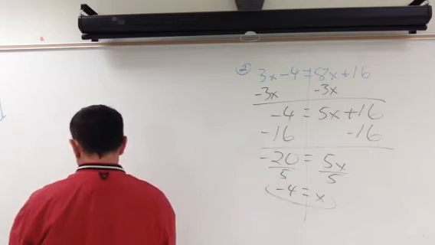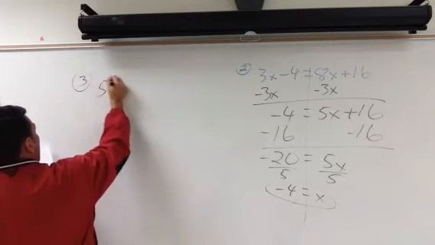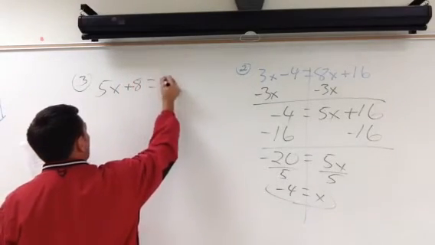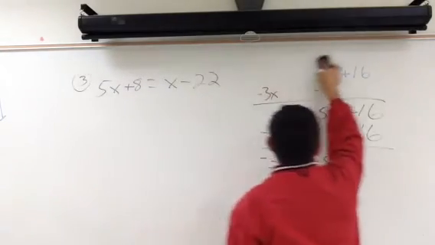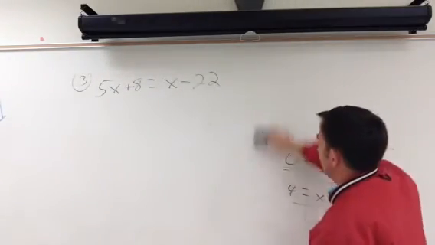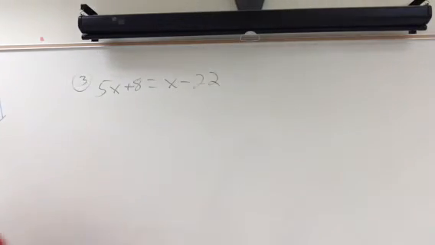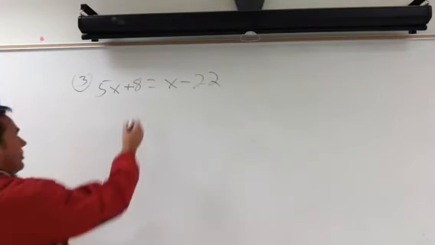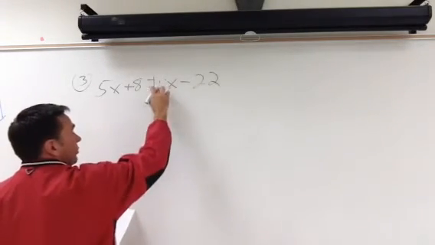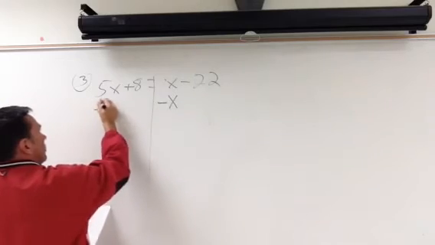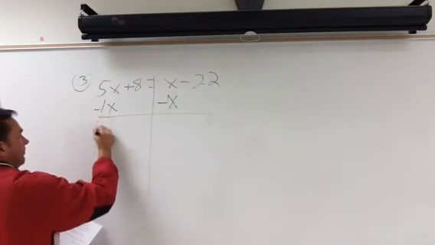Look at number 3. We have 5x plus 8 equals x minus 22. So when we're looking at this problem, again, hopefully we recognize that we have variables on both sides. So we want to start by adding opposites of the variables. We want to make sure we get variables to one side. The number out in front of here is a 1. There's an invisible 1 there. So we have to add the opposite of it, which is a negative 1x.